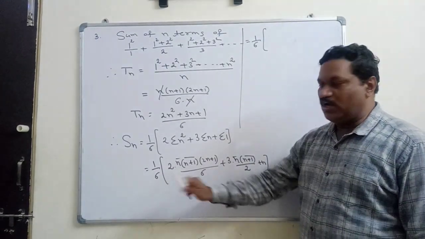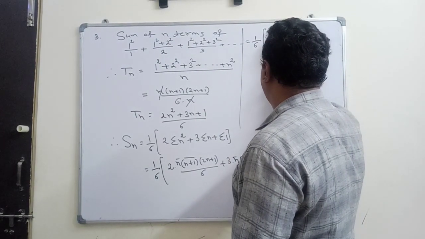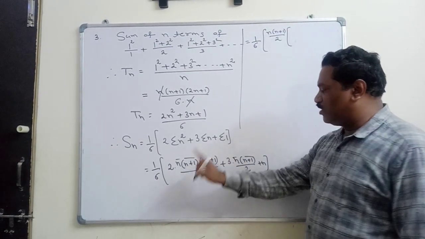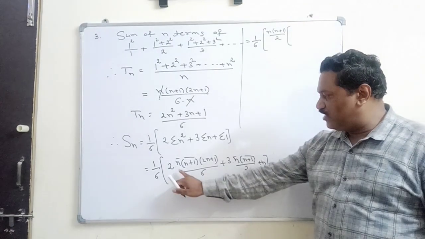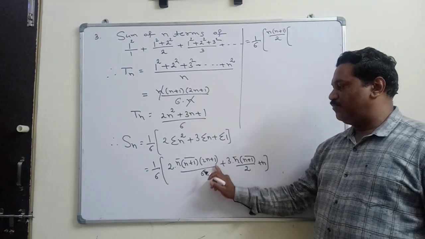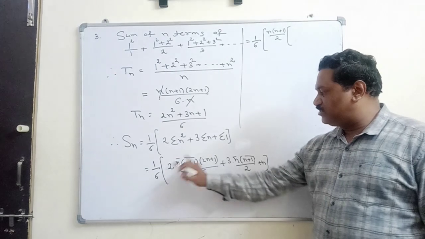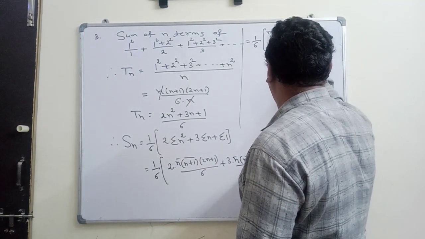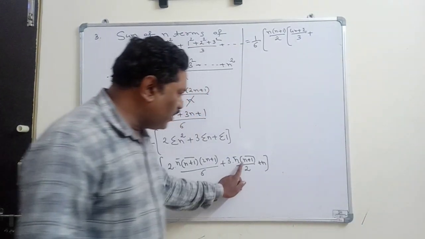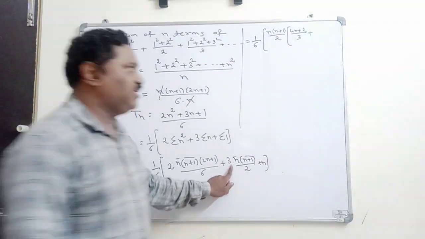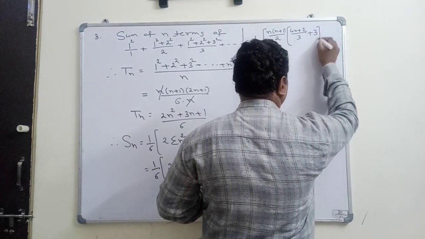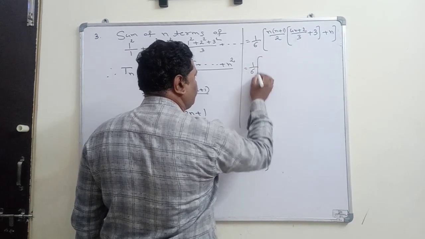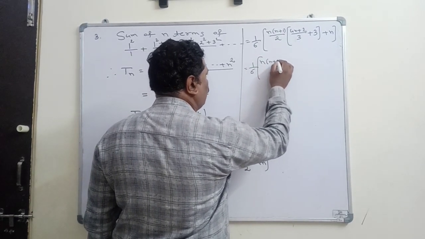Again from the first 2 terms I can take n into n plus 1 by 2 as the common. So remaining here the 2 into 2n plus 1 by 3 will be there. Multiply by this 2 into 2, that is 4n plus 2 upon 3 will be there, plus you take n into n plus 1 by 2 common, here remaining 3 will be there. Plus n. Now this is 1 by 6 times n into n plus 1 by 2.